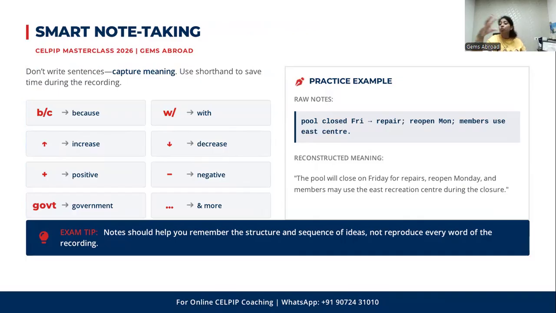Now use shorthand, like we do nowadays when typing our messages, where nobody types a full sentence. There are shorthands and symbols you can use, such as plus and minus symbols. Look at the example: pool closed Friday, repair, reopen Monday, members use E-center. These short notes are enough to reconstruct the meaning: The pool will close on Friday for repairs, reopen Monday, and members may use the East Recreation Center during the closure.